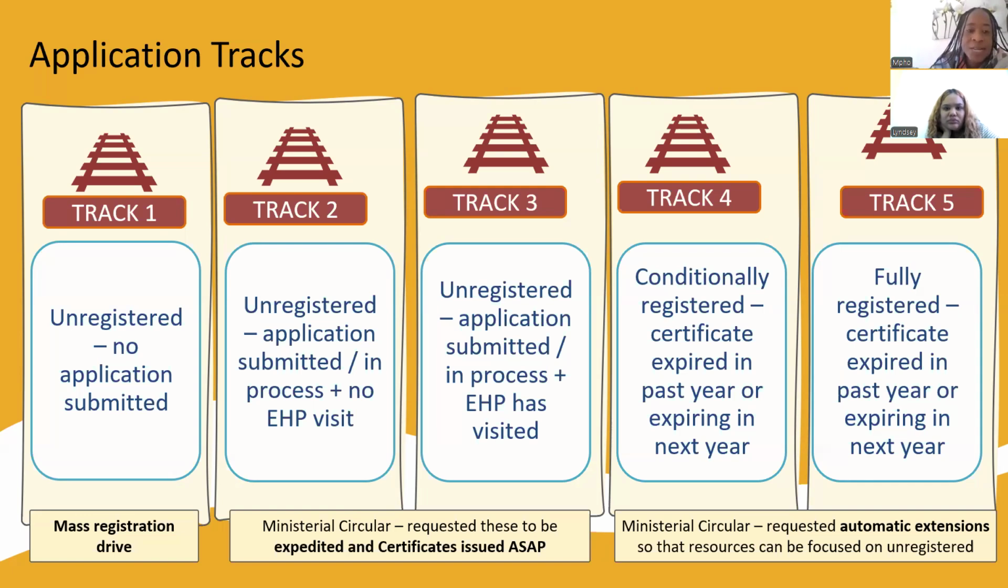So those who have already started the process will move to the bronze level. Then there will be the ones under track 2, which is the unregistered ones. They have already started the process through the Bangasali. They've already been engaged and working with our officials.